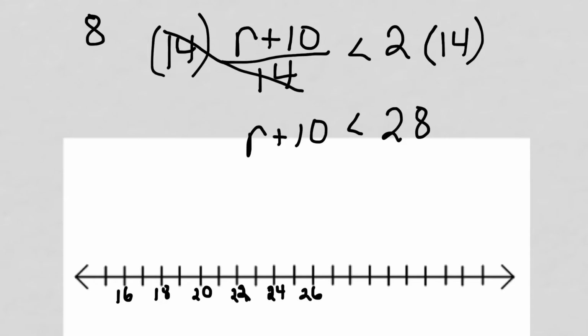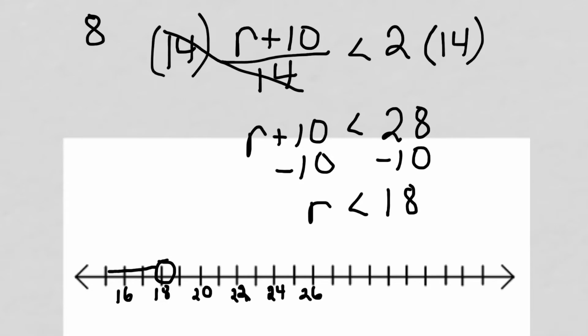This is a two-step equation. I still have one last thing to do. I have to take care of this left side, r plus 10, so I want to subtract 10. I have to do that to both sides. I'm left with r is less than 18. So, open circle. r is less than, so it goes to the left.